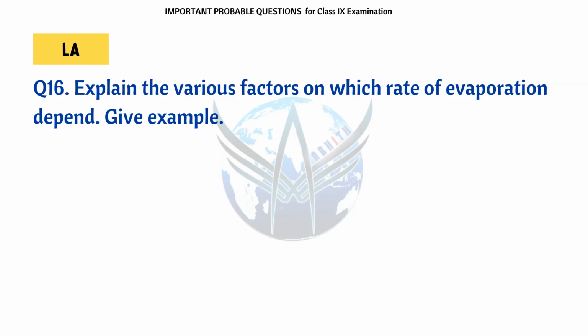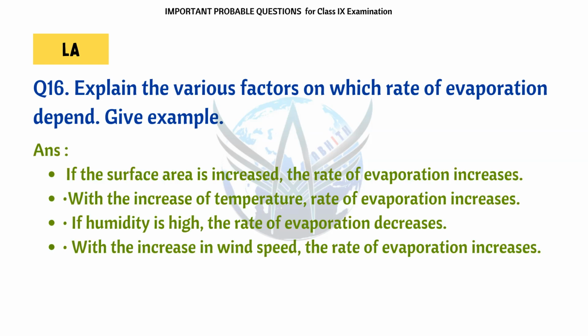We discussed these in class. What are the factors? When surface area increases, the rate of evaporation increases. When temperature increases, the rate of evaporation increases. When humidity is high, the rate of evaporation decreases. And when wind speed increases, the rate of evaporation increases. In short, in the humidity case, if humidity increases the rate of evaporation decreases. In the other three cases, if the factor increases, the rate of evaporation increases.